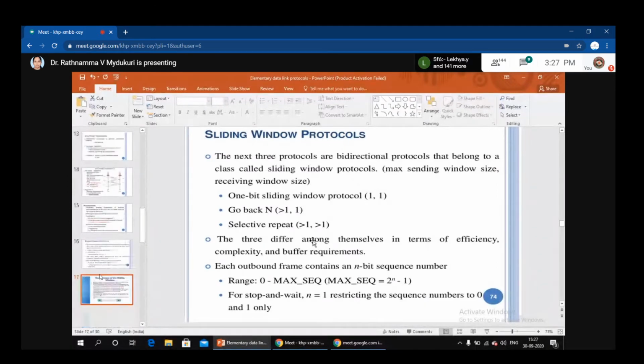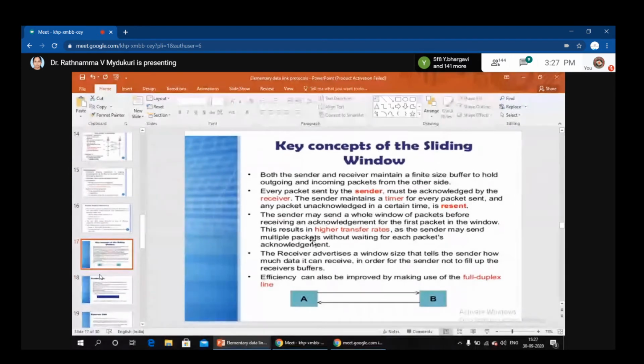Okay, now we'll see the key concept behind this. Sliding window protocols are going to accept full duplex. Full duplex means what? Data transmission will be in both directions. Because of data transmission in both directions, the transfer speed will be more. Automatically the speed will be more. Now we'll see here.